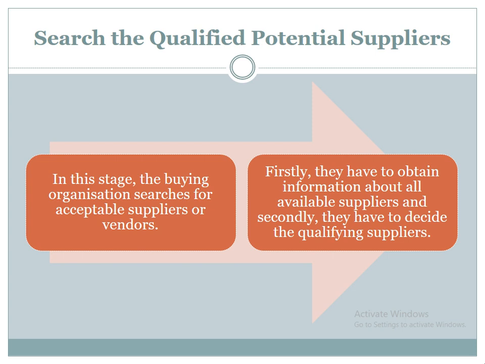In this particular stage, the buying organization searches for acceptable suppliers or vendors. Firstly, they have to obtain the information about all available suppliers. Secondly, they have to decide the various qualifying suppliers that we have seen in vendor ranking. The search for potential supply is based on various sources of information like trade journals or sales calls, maybe word of mouth, then various catalogs, trade shows, or maybe industrial directories.